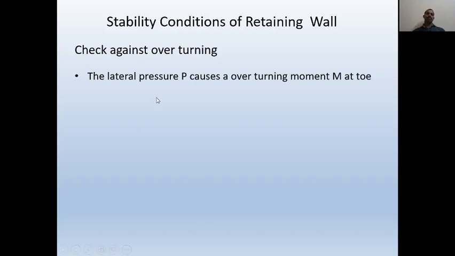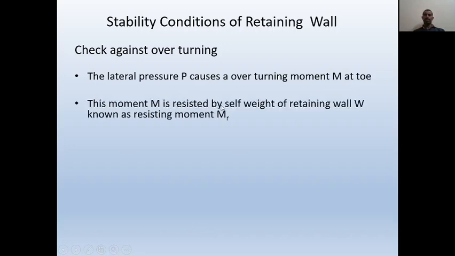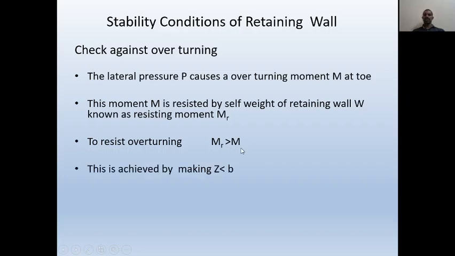The lateral pressure P causes overturning moment M at the toe, and this moment is resisted by the self weight of the retaining wall W, known as MR. I can say here MO is the overturning moment and MR the resisting or restoring moment. If the resisting moment is greater than the overturning moment, then it is safe against overturning. You can observe this is achieved by making z less than b. As long as the resultant cuts anywhere within the base, overturning will not happen.